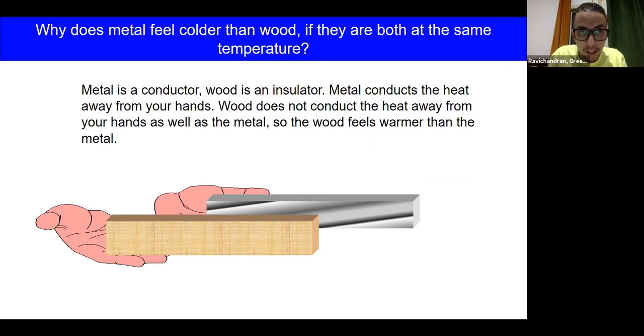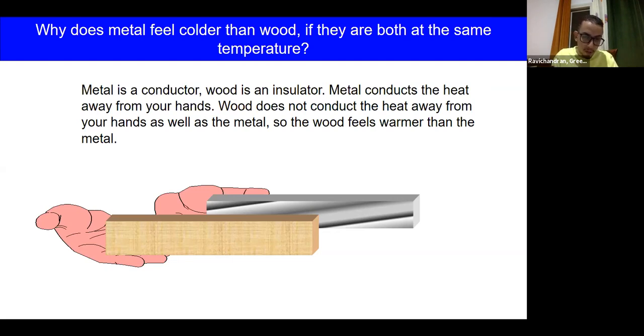Read the question. It talks about two materials, wood and metal. But you feel the metal side colder than the wood. Why? As you know, a conductor has good conductivity. Wood has low conductivity, so wood is an insulator. And metal conducts the heat away from your hand.